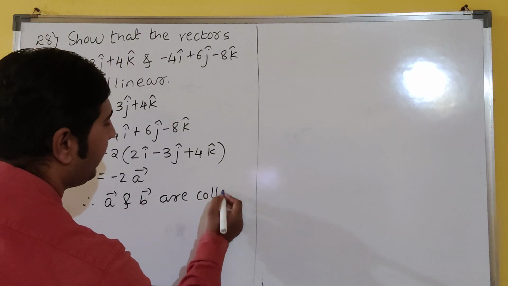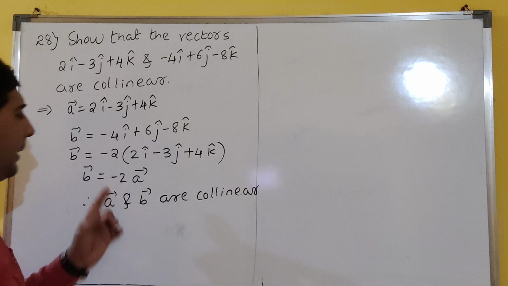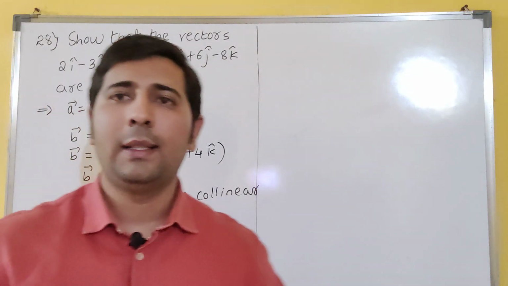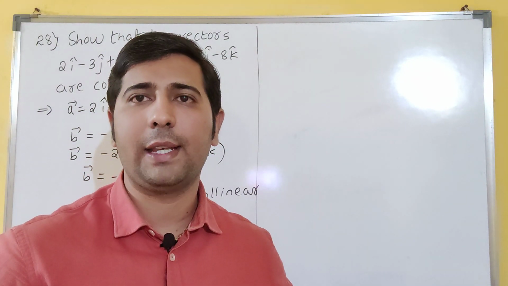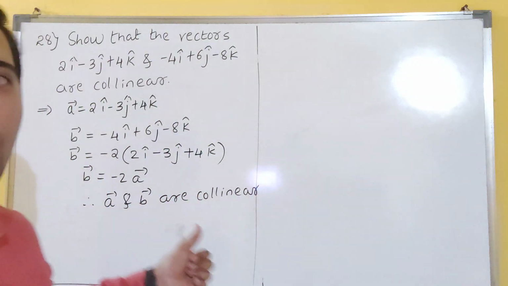Very easy question, dear students. Any vector that can be written in the form of another vector is called collinear vectors, dear students. Clear? I hope you have understood.